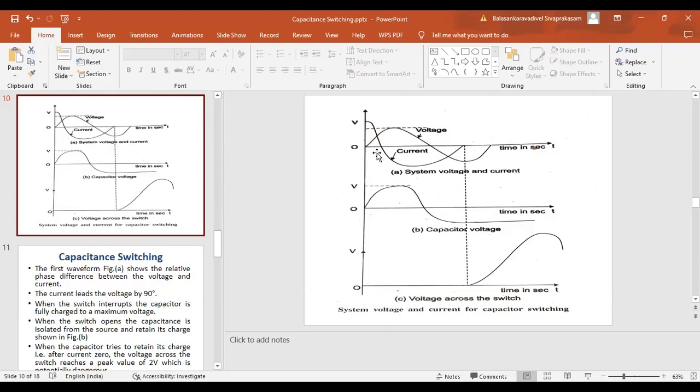The first diagram, that is the first waveform, shows the normal voltage and current waveform during the capacitance switching.